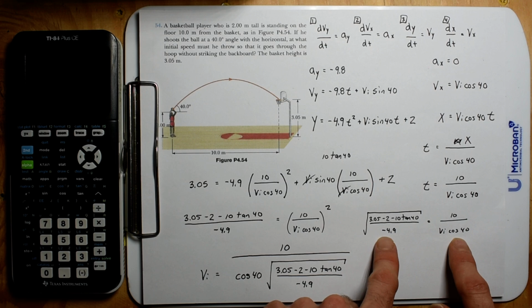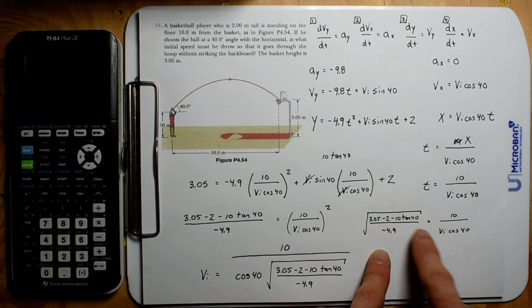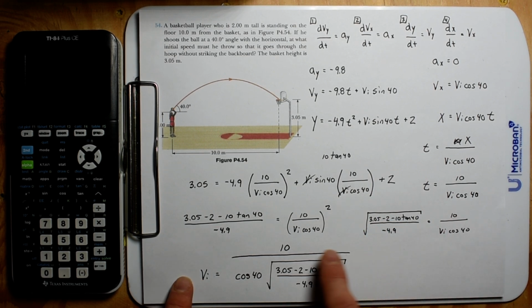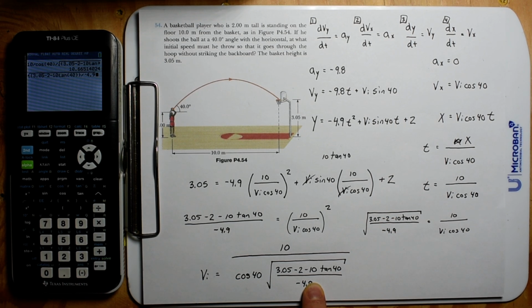And now velocity initial is downstairs, and we want that. So let's just take that upstairs and then this downstairs. That's all we did there. So we have 10 cosine 40, and then all that stuff came downstairs right there. And we have our equation for velocity initial.